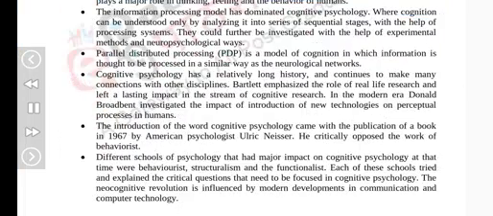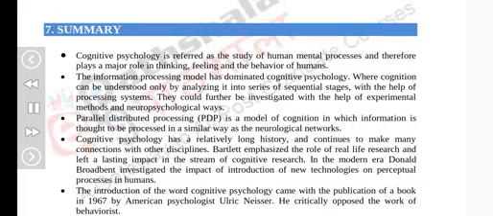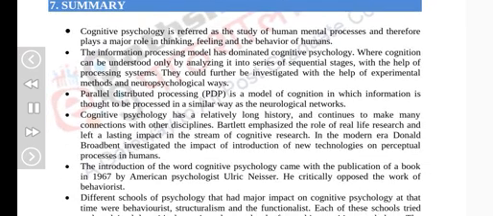Summary. Cognitive psychology is referred to as the study of human mental processes and plays a major role in the thinking, feeling, and behavior of humans. The information processing model has dominated cognitive psychology, where cognition can be understood only by analyzing it into a series of sequential stages, with the help of processing systems. They could further be investigated with the help of experimental methods and neuropsychological ways.